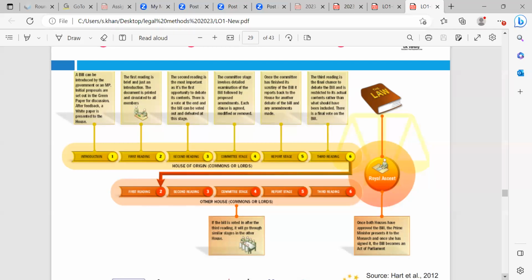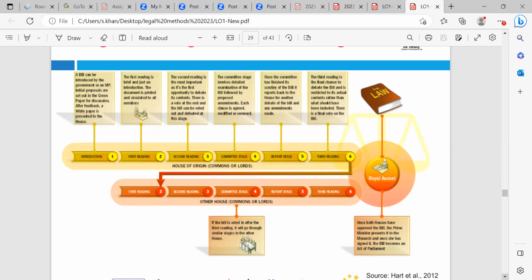But if they feel the law is good and should go further, it will go to the committee stage, which is the fourth stage. The committee stage involves detailed examination of a bill. A bill is something that will be sent into Parliament and then becomes a law. Do you understand? So we have a bill first and then it becomes a law. It's followed by proposed amendments. Each clause is agreed, modified or removed.